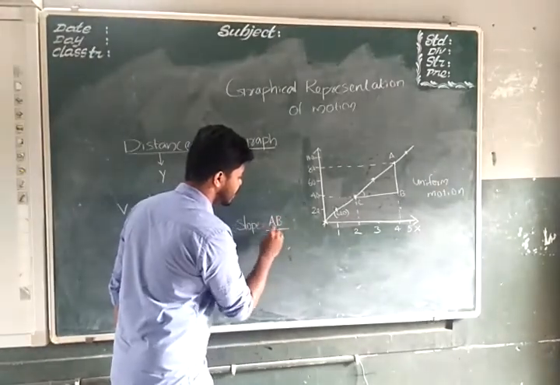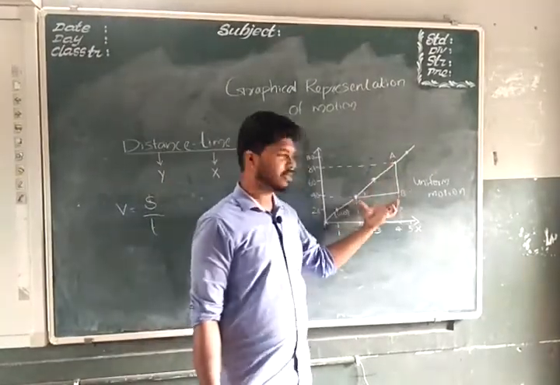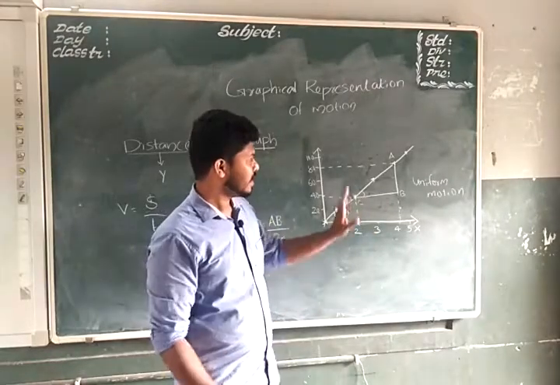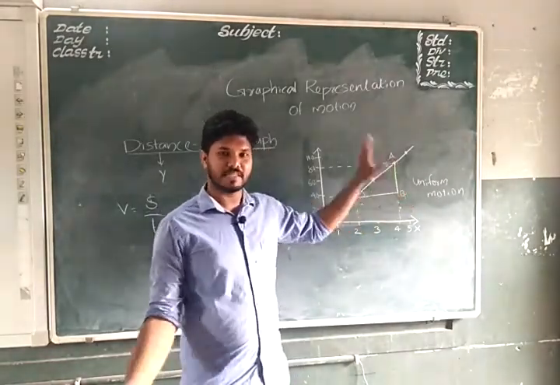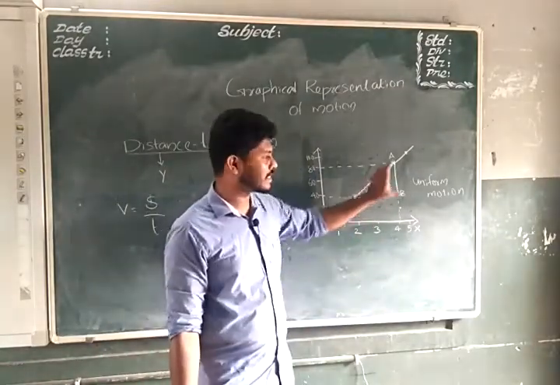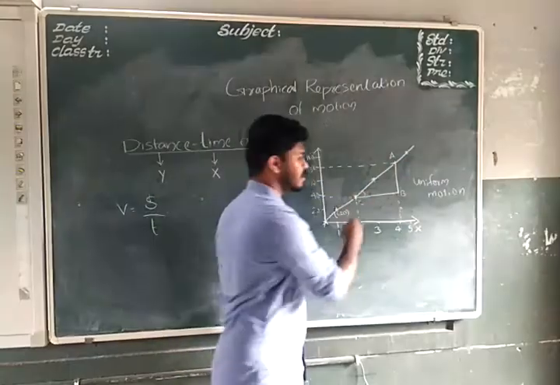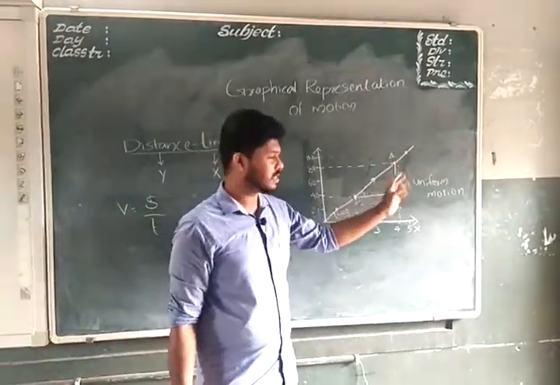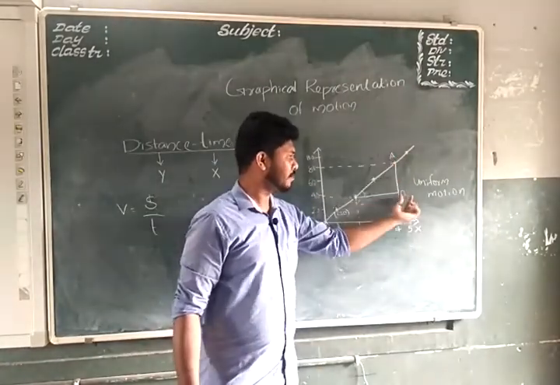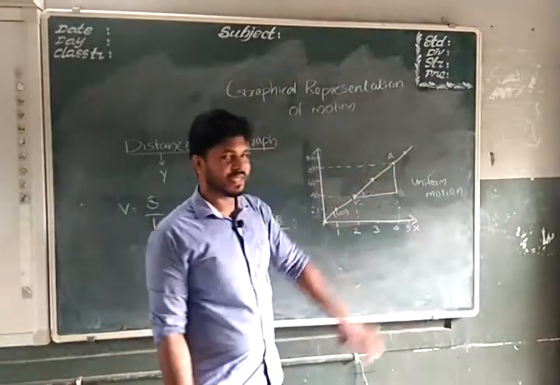AB divided by BC. This is the general formula for finding the slope of the graph. If you are given any graph, let it be in mathematics or physics or chemistry, let it be anywhere, if you are asked to find the slope of a graph, just make a triangle like this and name it ABC, starting from the first point. Topmost point you have to name it A, B, C. Now slope is equal to AB divided by BC.